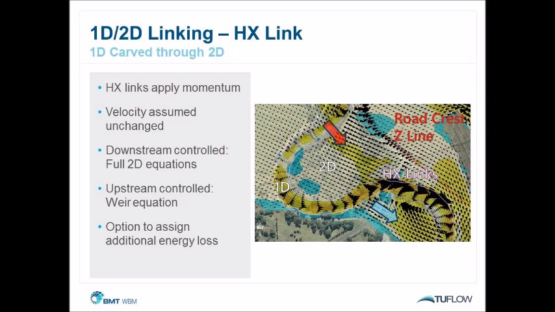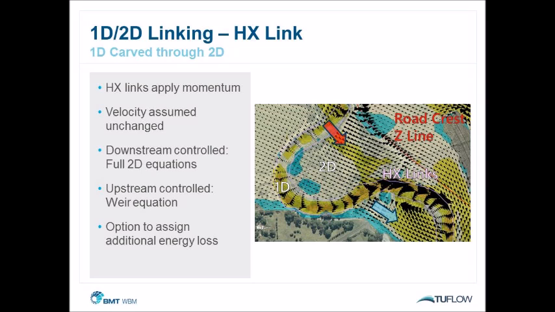Another nice thing about the HX link is that it actually applies momentum across its interface, its boundary, and that can be quite important in certain situations. This image is a nice example of some fairly wild flows. We have a 1D creek bending around there, and then a 2D floodplain. This is at the height of the flood, where the creek at the top is hardly flowing at all because the 2D flow is coming straight over the top of that 1D.